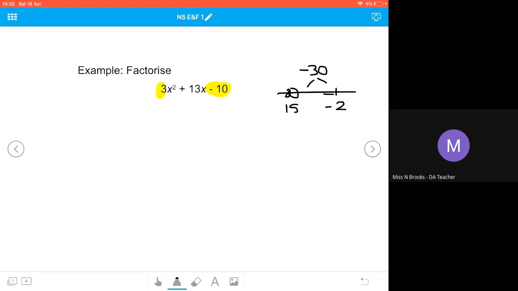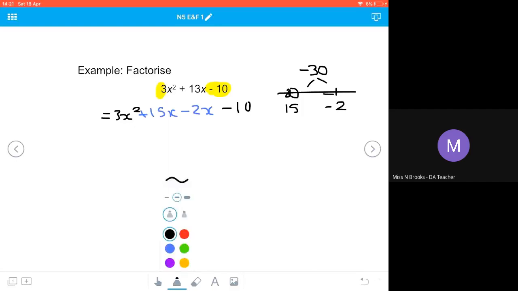So we've got 3x squared, we've got a plus 15x, a minus 2x, and then we've got our minus 10.